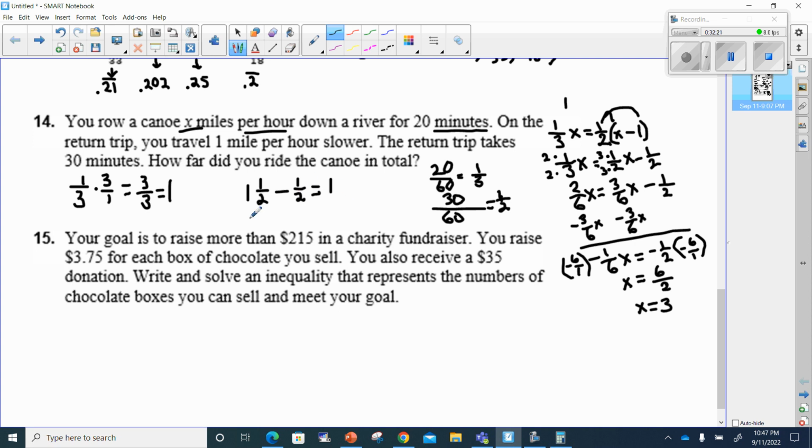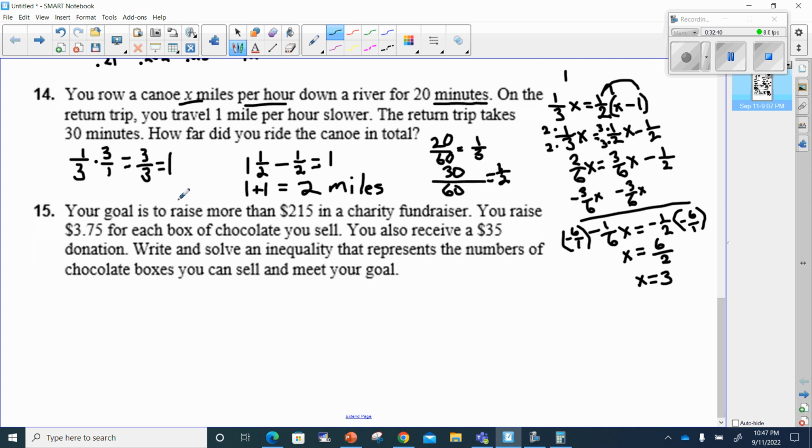Oh, very good. So we have 1 on each side, and 1 plus 1 equals 2, because it says how far did you ride total? So the answer would be 2 miles. Oof. That was a tough one. Let's try number 15.